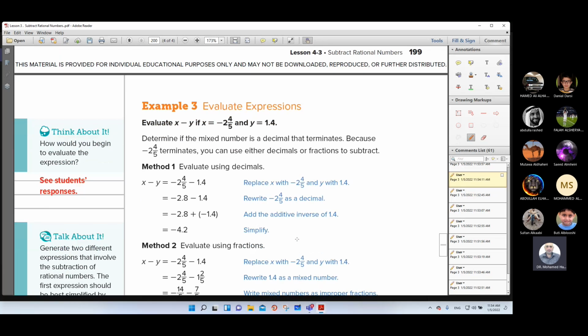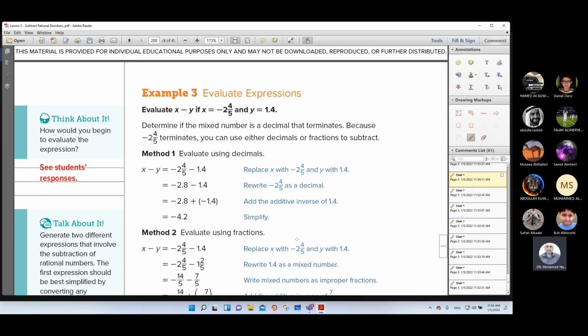Now evaluate expression. We have this expression, x minus y. Suppose the value of x equals negative 2 and 4 over 5, and the value of y will be 1.4. Determine if the mixed number is a decimal that terminates, because negative 2 and 4 over 5 terminates. You can use either decimals or fractions to subtract.